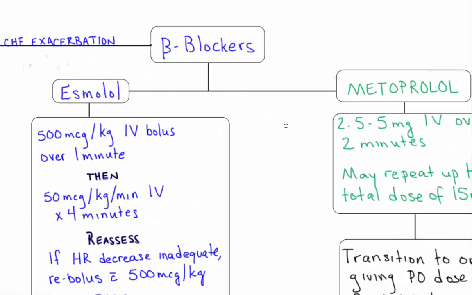And I can't remember if I said it at the beginning or not, but in the absence of heart failure, beta blockers and calcium channel blockers are pretty much equally effective, so you can pick whichever class you feel most comfortable with. But here, the most common beta blockers that we'll use are either esmolol or metoprolol.